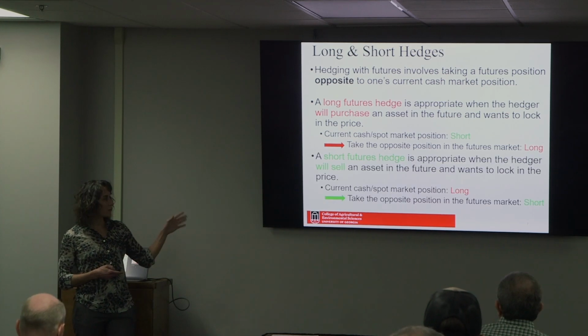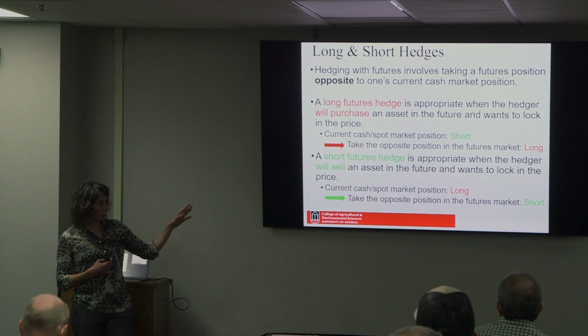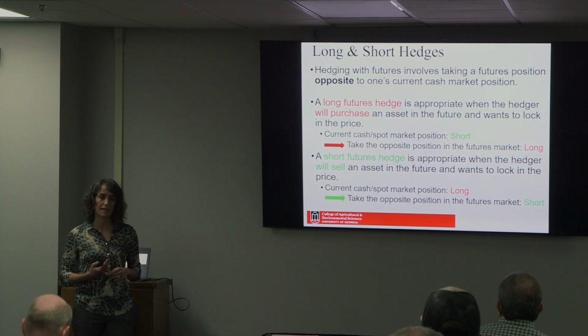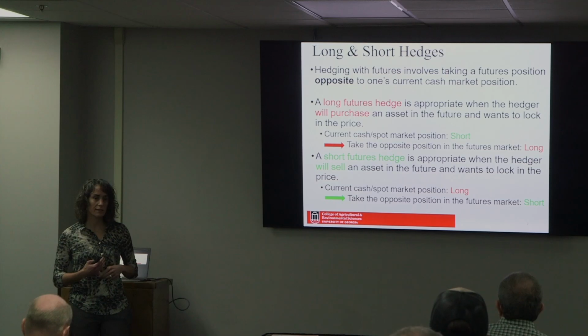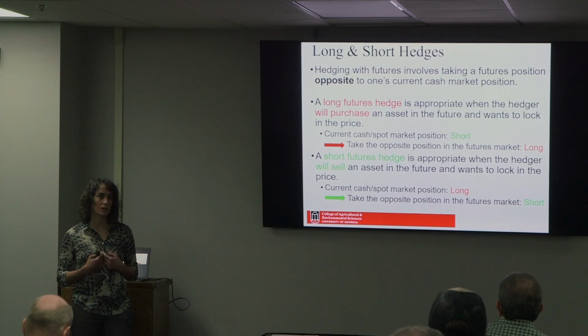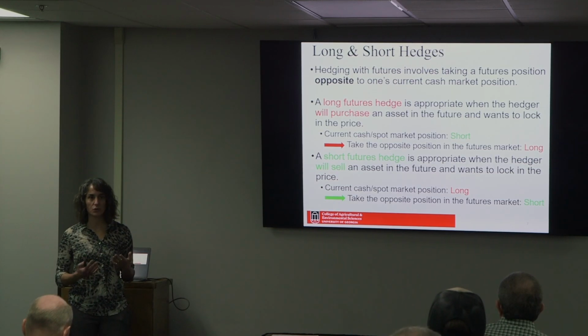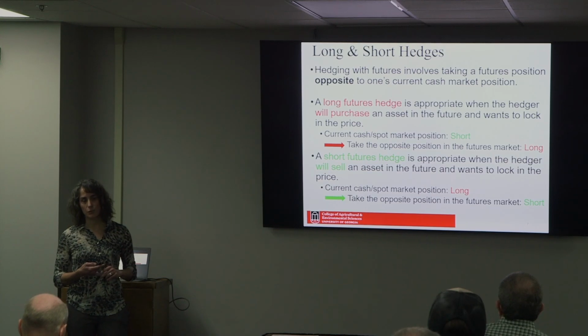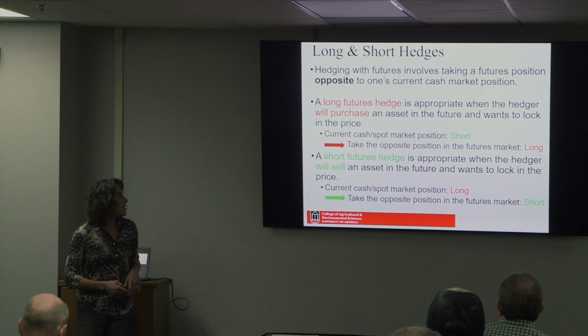And for a short hedger who is going to be selling the underlying asset in the future, their current position is long. They are long of that commodity. For cotton producers, they are long of cotton. They will be selling that after harvest. So then they take the exact opposite position in the futures market. So they take a short position.